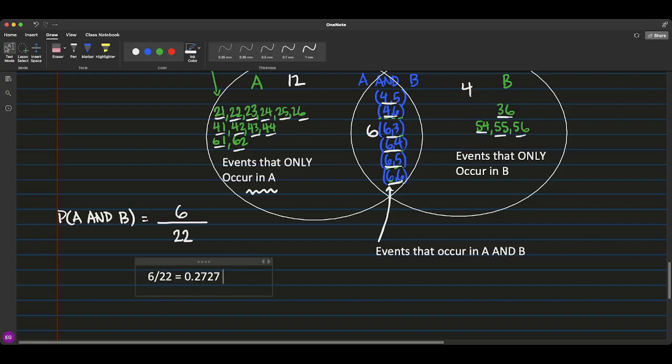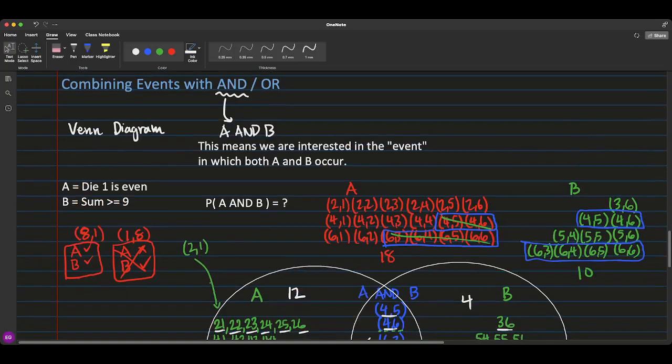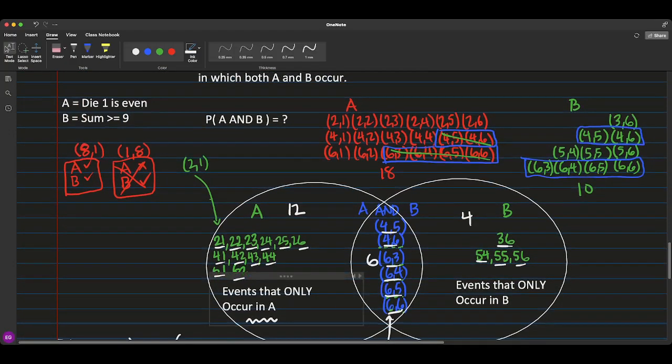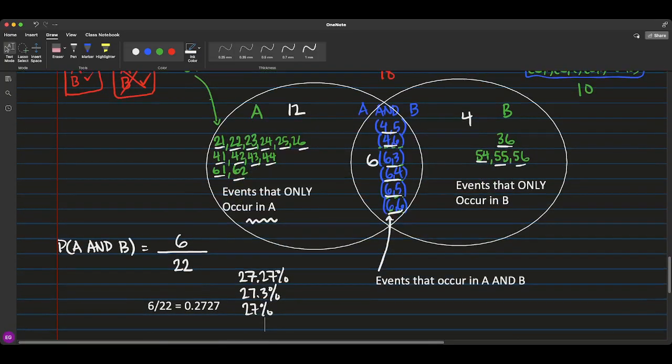Which, as a decimal, is 0.2727, which you might be more familiar with 27.27%, or we can round up to 27.3%, or round down to 27%, depending upon how accurate you want to be. So what's the chance of getting a die 1 is even, and the sum is greater than or equal to 9?